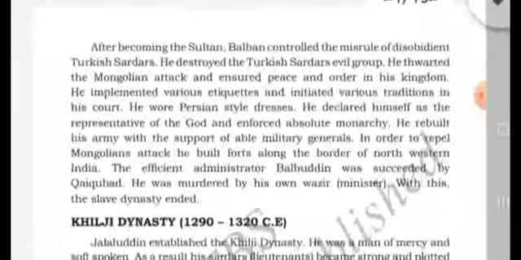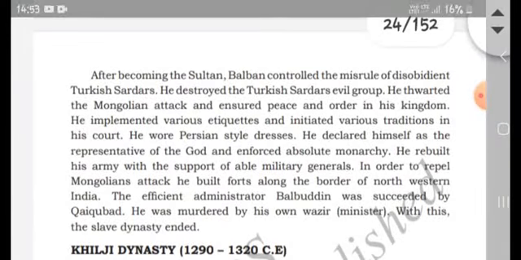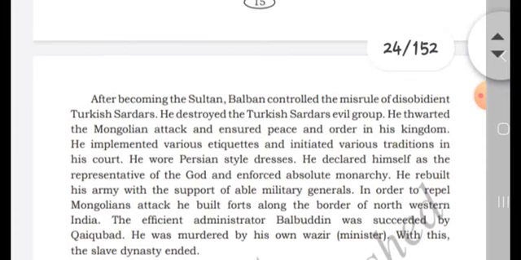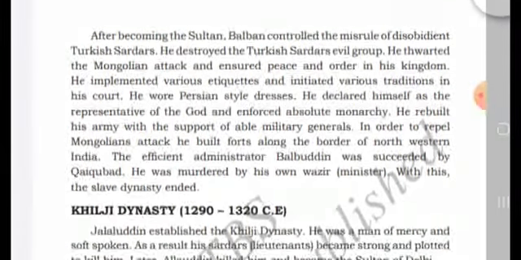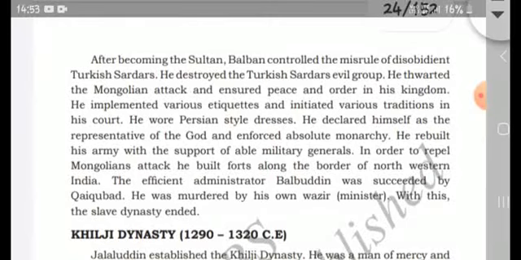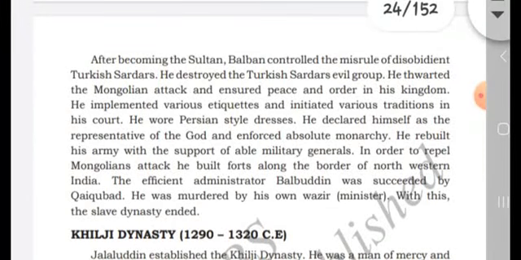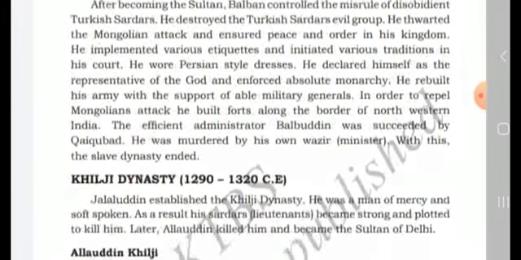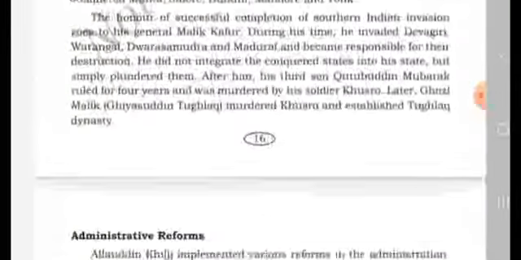Next, after becoming the Sultan, he controlled the misrule of the disciplined Turkish Sardars and destroyed the Turkish Sardars' group. He also thwarted the Mongolian attacks and ensured peace and order in his kingdom. He implemented various etiquettes and initiated various traditions in his court, and rebuilt his army with the support of able military generals. In order to counter Mongol attacks, he built forts along the borders of northwest India. He was murdered by his own Wazir, the minister, and the Slave dynasty comes to an end.